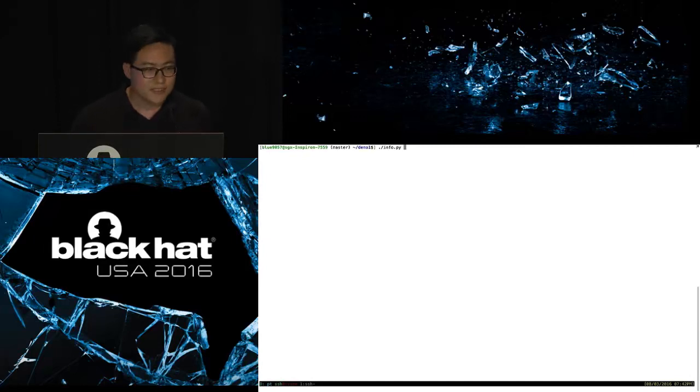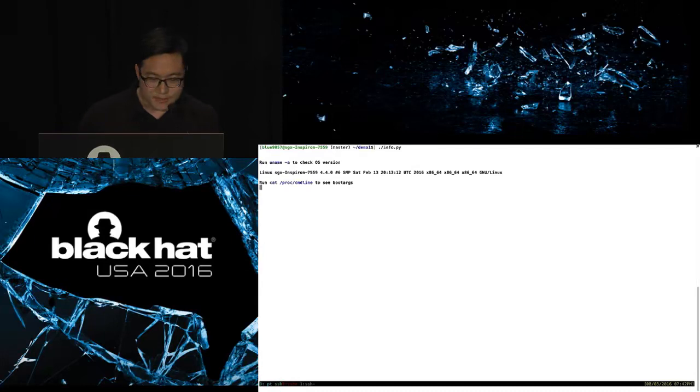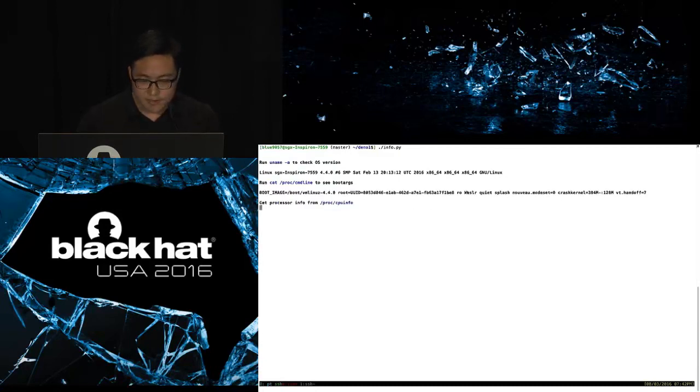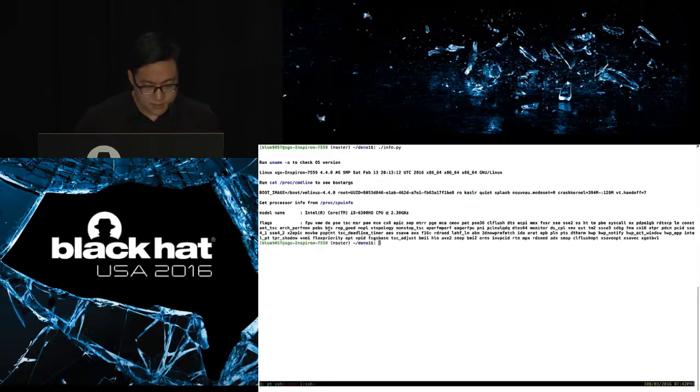First, let's check the system status. So try to do uname -a to check the Linux version. It runs the Linux 4.4.0 kernel. And in its boot argument, KASLR, the kernel ASLR, is enabled. And for the processor information, it runs with the Intel Core i5 6300HQ processor, which is Skylake, the latest one. And in the CPUID, there's a flag RTM, which indicates that it is enabled with TSX.